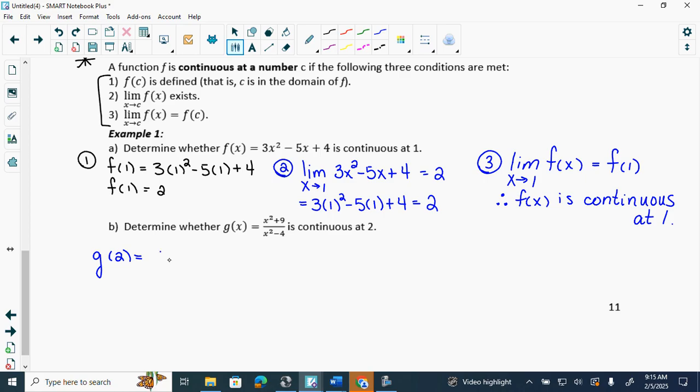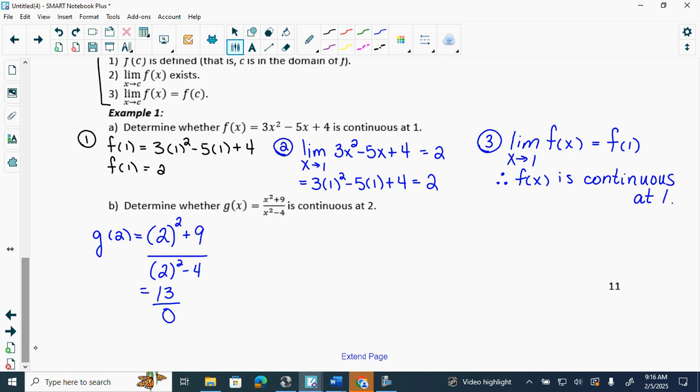So we tried direct substitution. G of 2, well, we always do direct substitution. This is direct substitution: 2 squared plus 9 over 2 squared minus 4. So I'm going to get 13 over 0. So what can we say about g of 2? It does not exist. The moment g of 2 does not exist, do we even have to keep going? No. Therefore, the graph is not continuous.